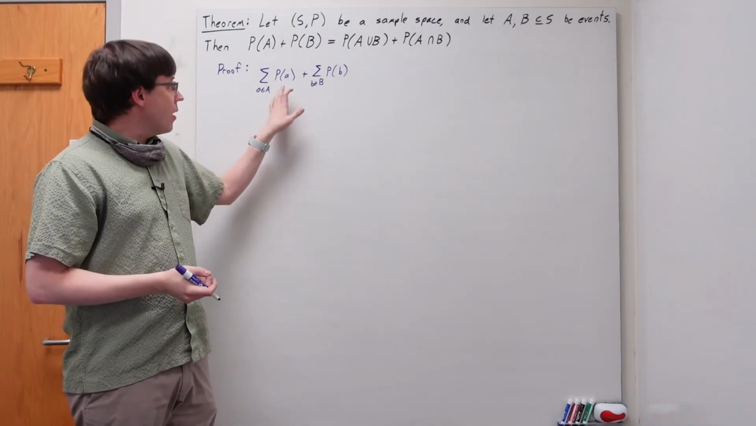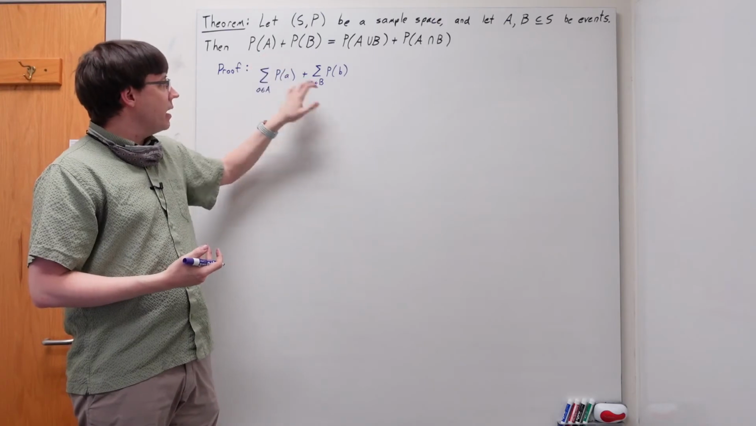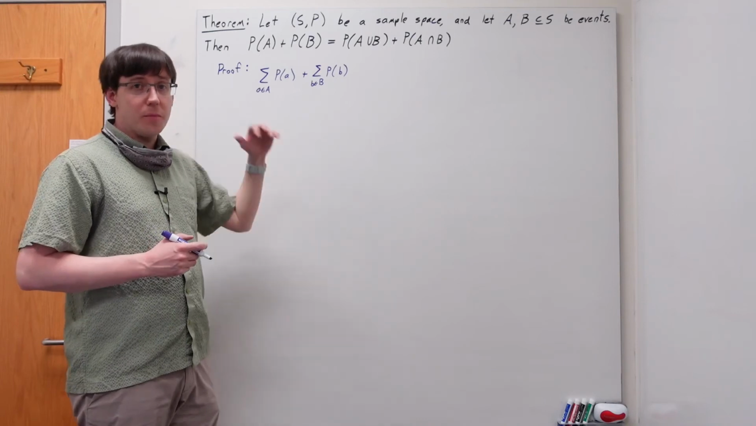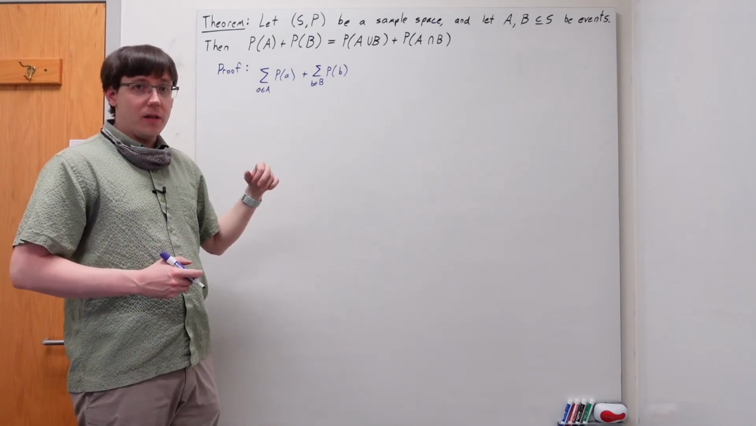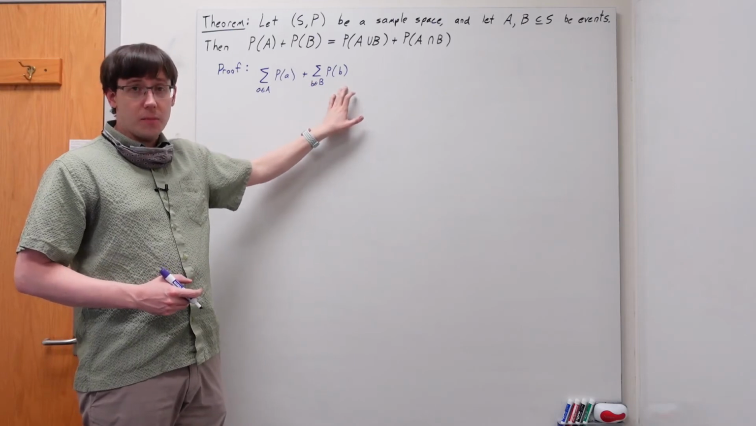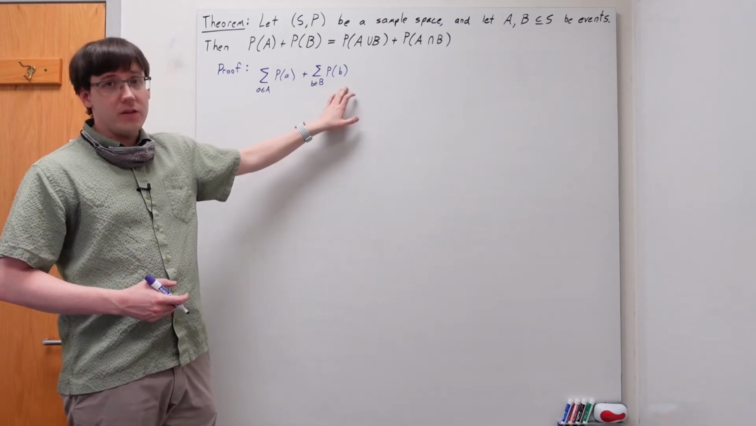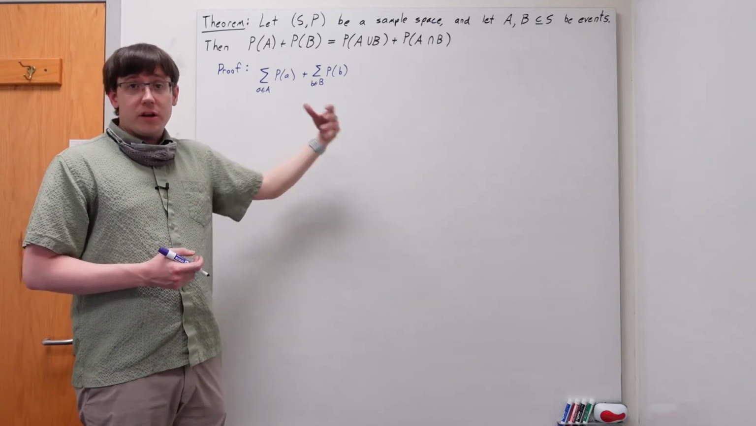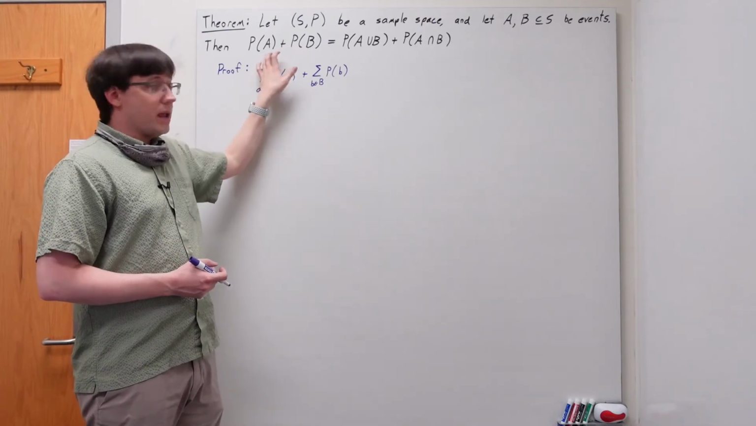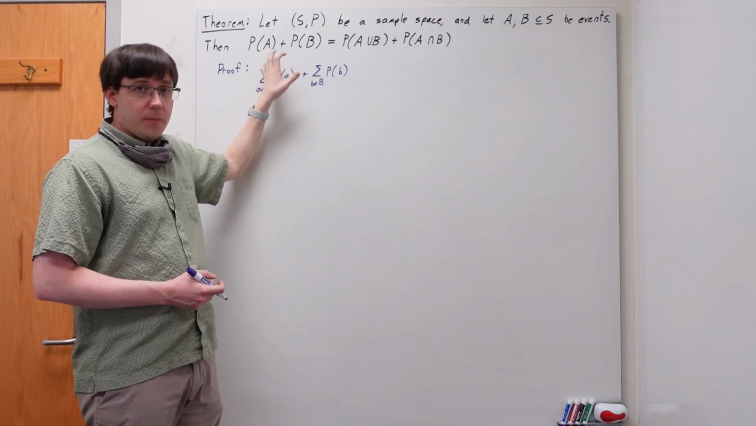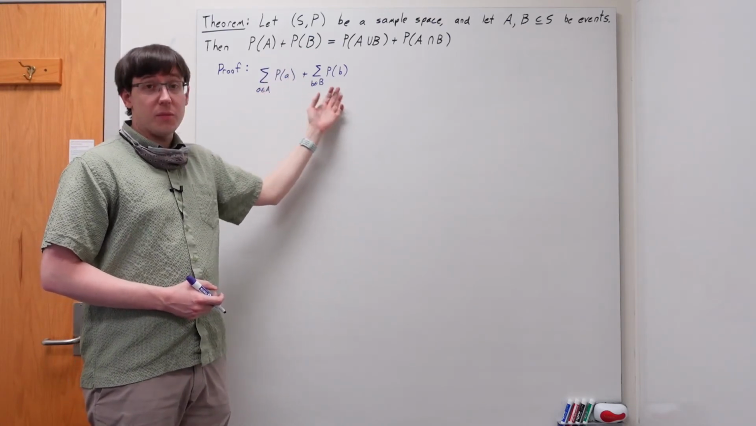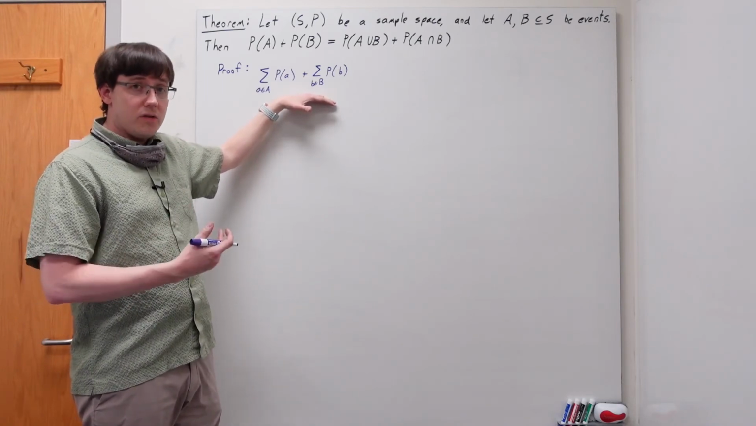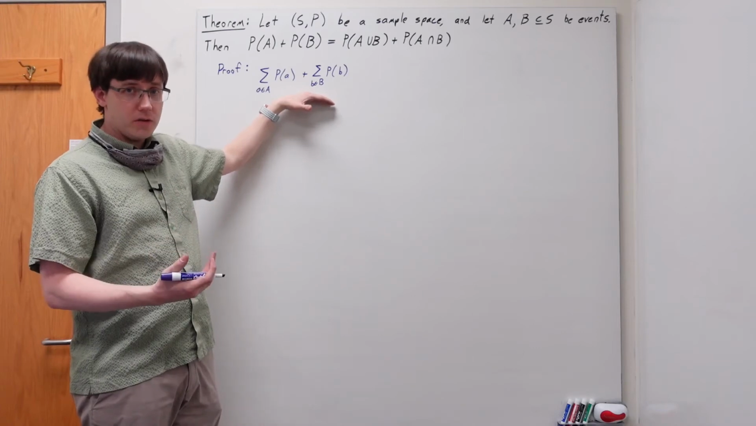If we add up the probability of all of the outcomes in set A and the probability of all of the outcomes in set B, then the outcomes that are in both A and B will appear in both of these sums, and so the things in the intersection of A and B will be added twice. But the things in the symmetric difference of A and B, that is, they are in A but not B, or B but not A, will appear in one of these sums but not the other. And so we will have added all of the things in the symmetric difference once and all of the things in the intersection twice.